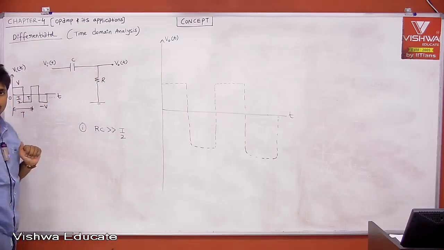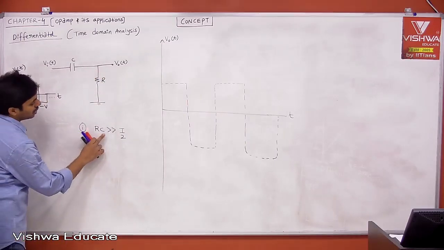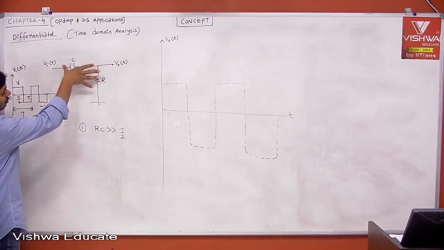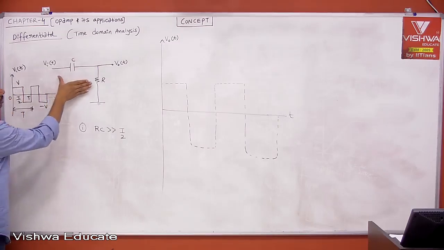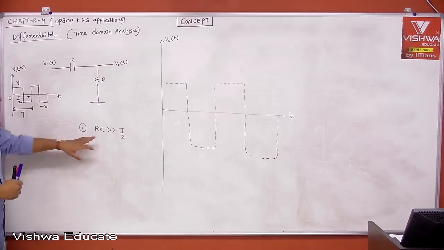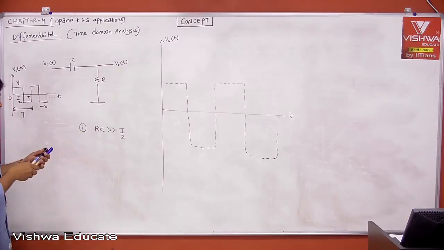Right? Now, tell me, when RC is very much greater than T by 2, it means the time constant of the circuit is very much greater than T by 2. In the time of T by 2, the capacitor cannot charge because the time constant is very high. If the time constant is very high, then tell me what can be the output?